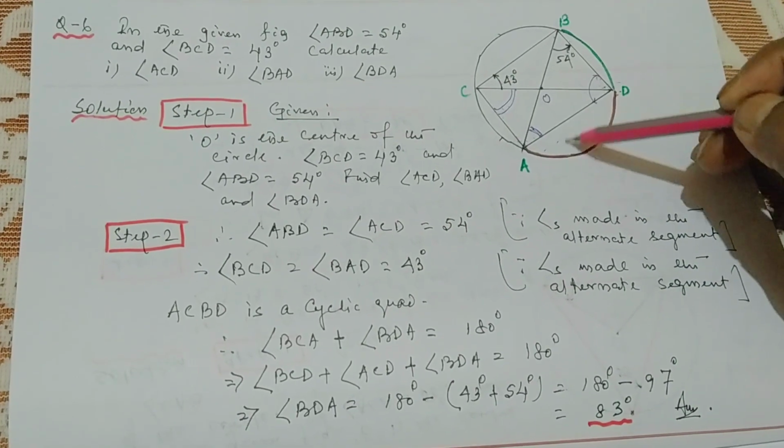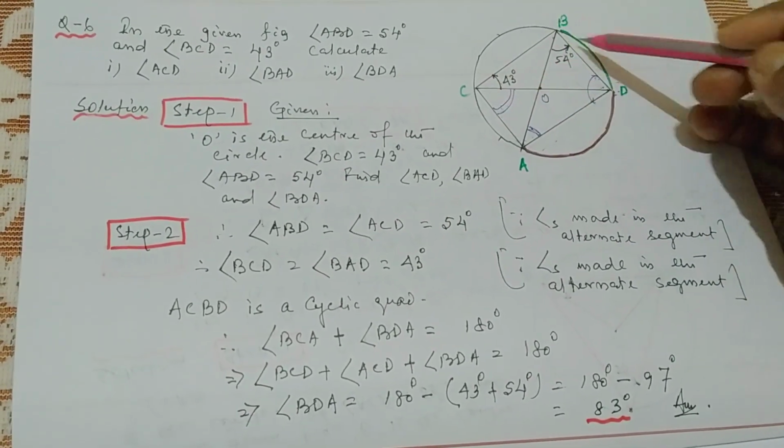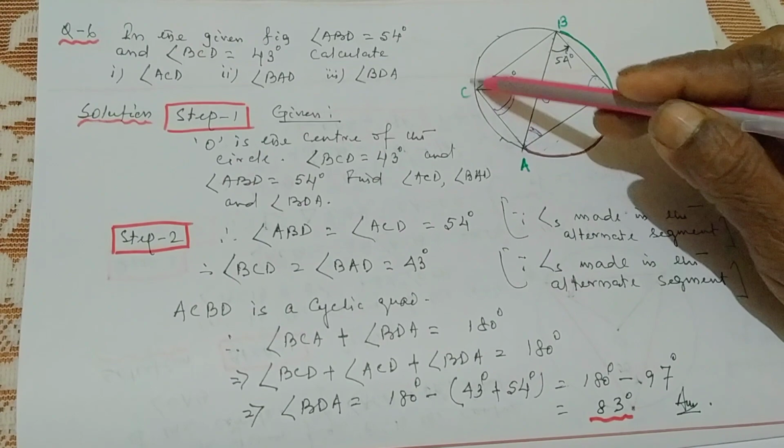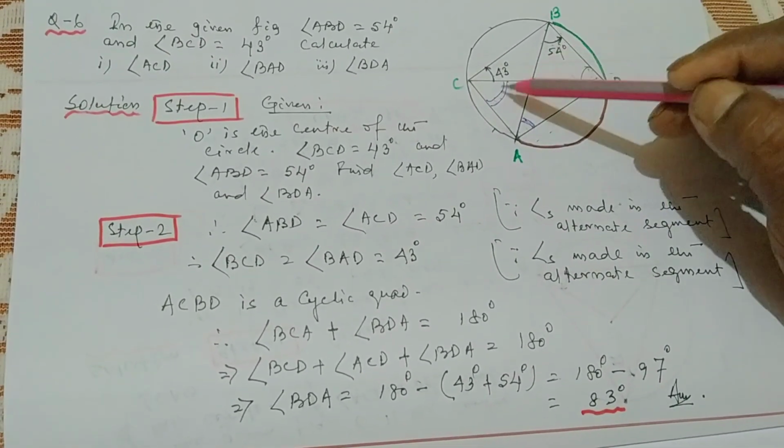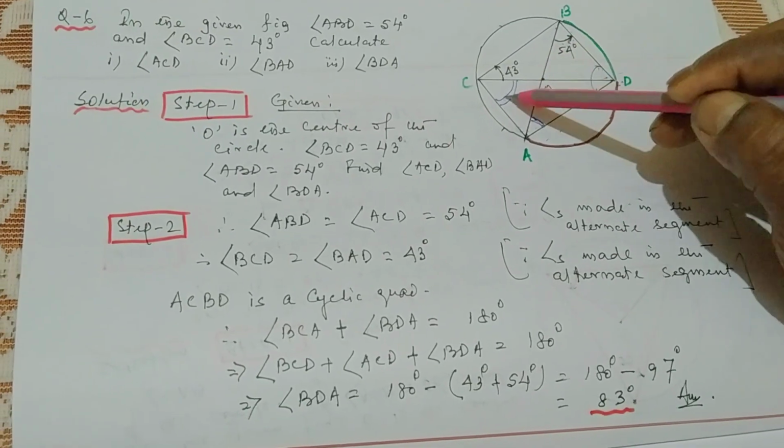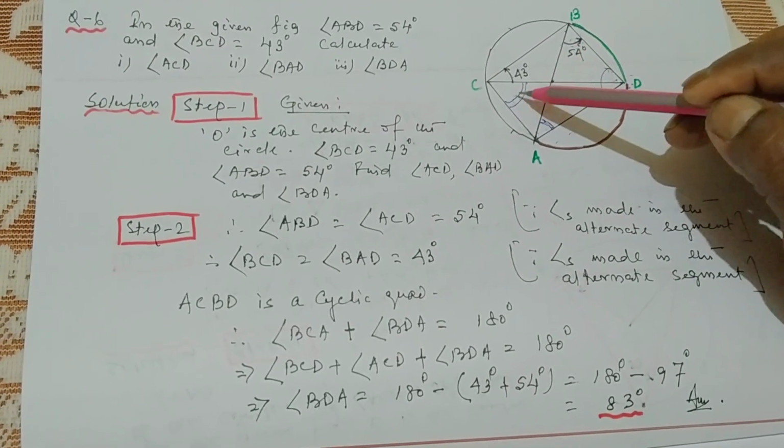This is your minor segment. Remaining is the alternate segment, that is major segment. That is, we can say that both the angles are made in the same segment. That is why both the angles are equal. So it is 54 degree.